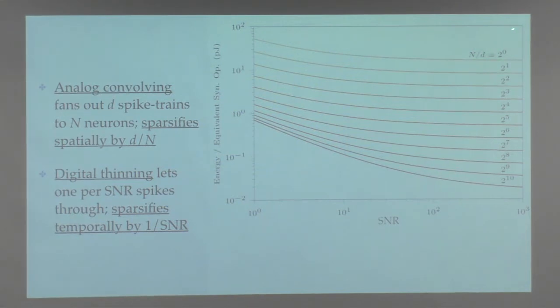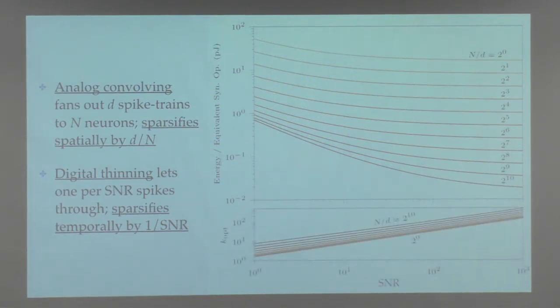If you have a d-dimensional system and we're using n neurons, then n over d is the neurons per dimension. As you increase that, we are more efficient because we are spatially thinning by this factor of d over n. And as you increase SNR, we are also more energy efficient. We are using lower energy per synaptic operation because we are temporally thinning by 1 over the SNR. I don't have time to explain why it comes out that way, but BrainDrop sits here at a typical SNR of about 20.